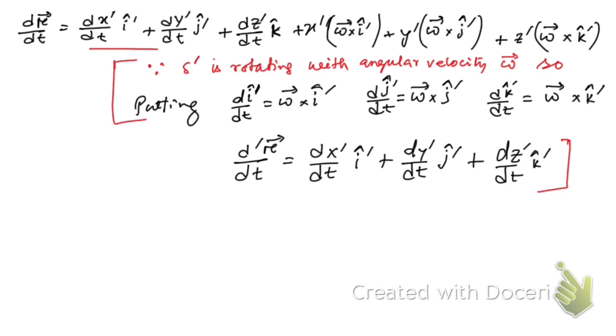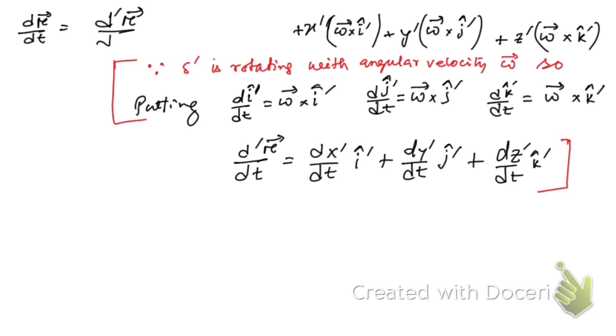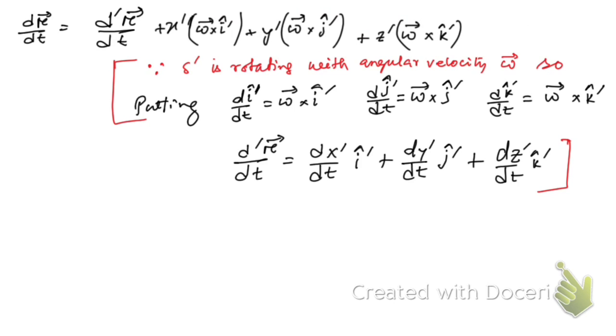So if we replace this by this, let me represent this one by this: time derivative of r. So here I have written dash on d. Okay, so hope you have understood this for the rotating frame. Okay, so now you see this part can be written this way.